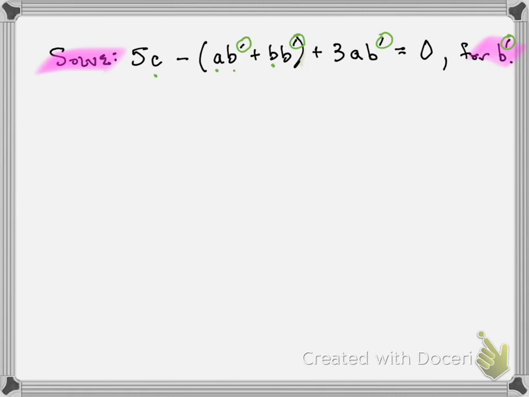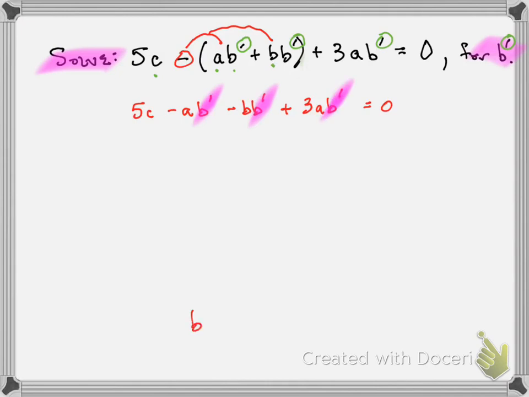So before we can start moving anything around, we actually need to distribute this negative 1. That is a negative 1. And that gives us 5c minus ab prime minus bb prime plus 3ab prime is equal to 0. Again, we're trying to get b prime by itself. The goal here is b prime is equal to something.